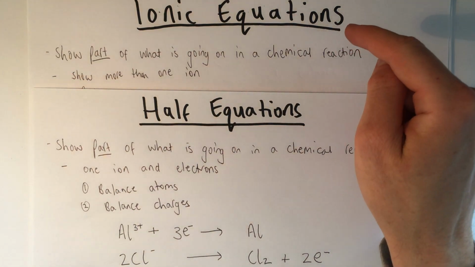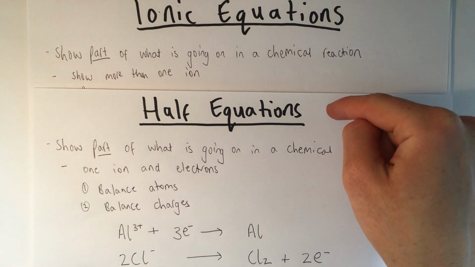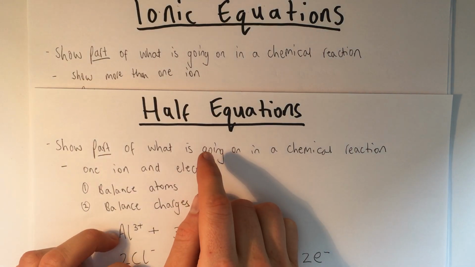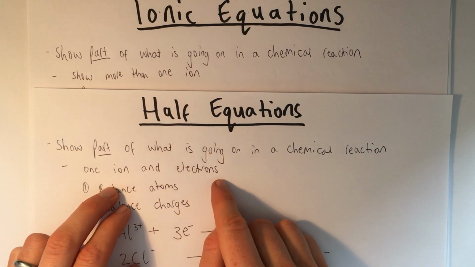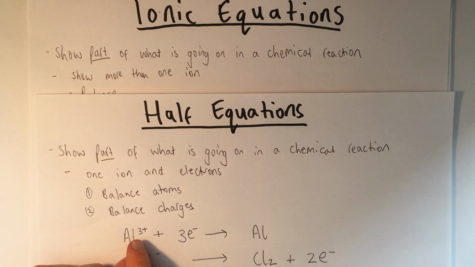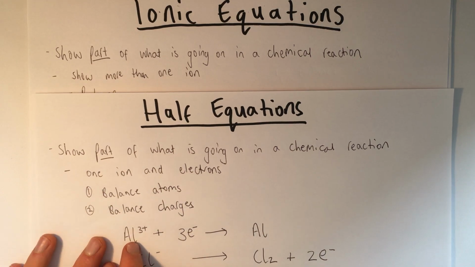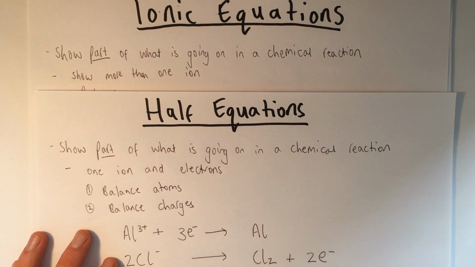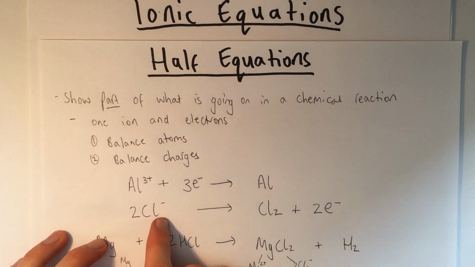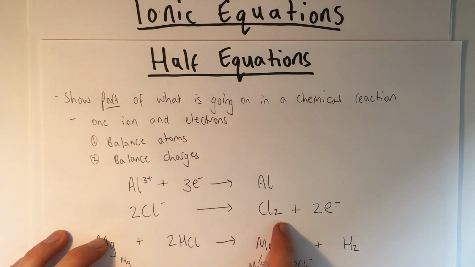The difference between an ionic equation and a half equation is half equations will show just one ion and they're balanced out using electrons. So my example with aluminium shows just the aluminium ion and it shows it gaining electrons just to make the aluminium atom. Or chloride ions making chlorine molecules by losing electrons.